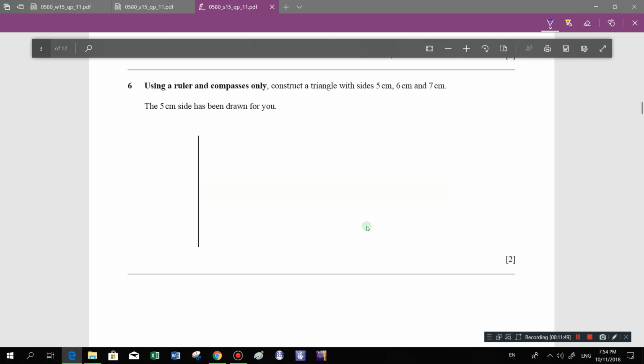Okay, in this question, say this is 5 cm. What you do is we're going to draw these two lines, 6 cm and 7 cm. You use your compass, measure 6 cm using a ruler, and then you put the needle part of the compass here. And then you make an arc in this manner.